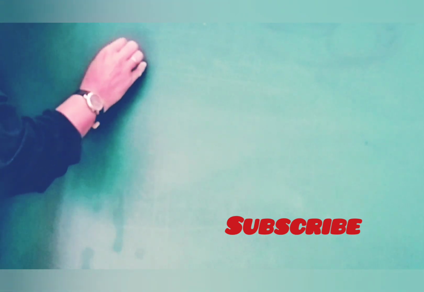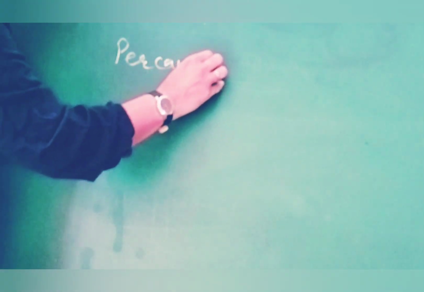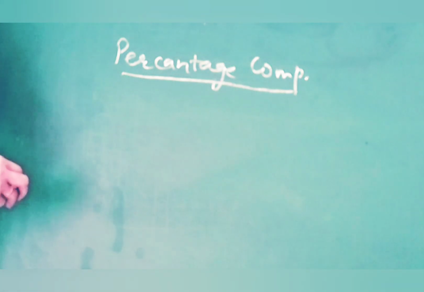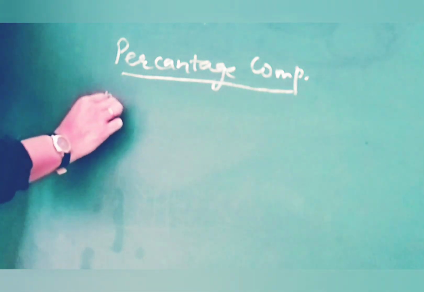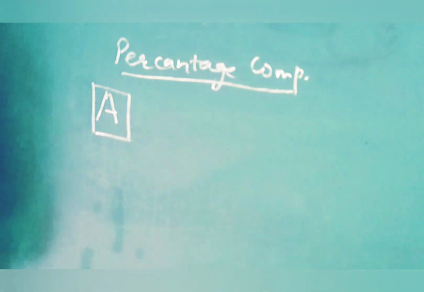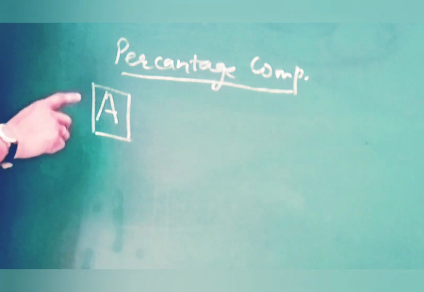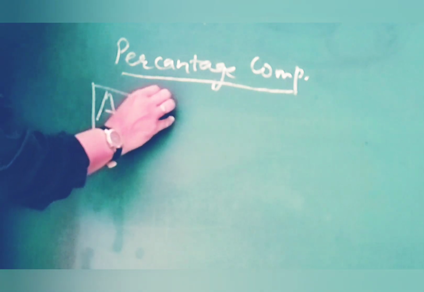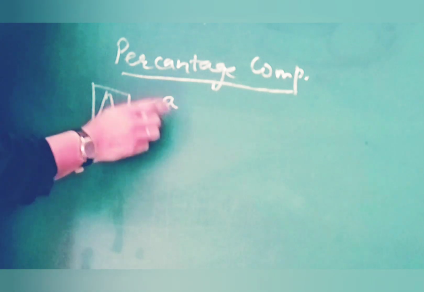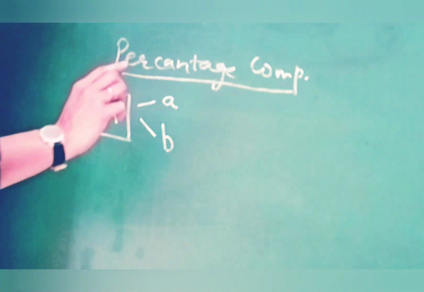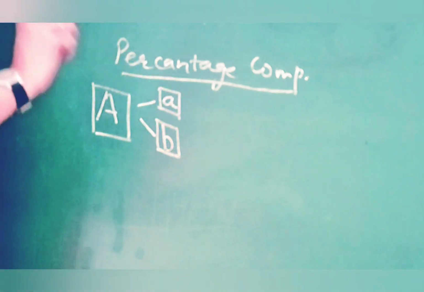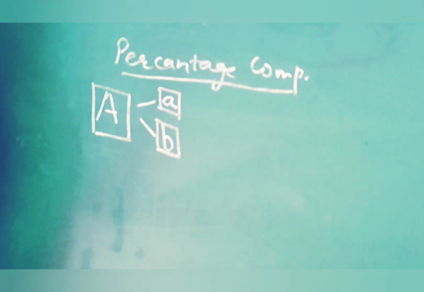Today we'll talk about one topic, percentage composition. How can we determine the percentage of constituents of a given compound? Suppose we have a sample compound A, and I want to know the percentage of the constituent particles it is made up of. A is made up of two constituent particles, A and B, and I want to determine the percentage of A as well as B. For that we require percentage composition determination.